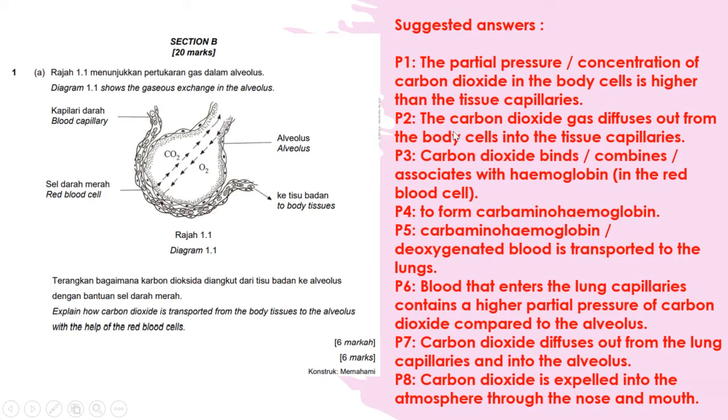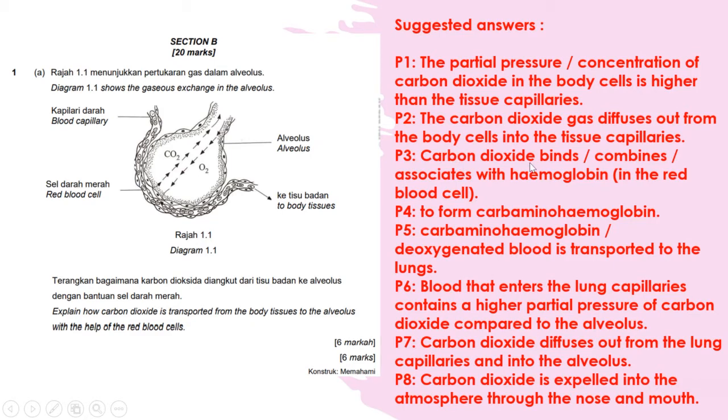Okay, and now point number 2. When there is a high concentration of the carbon dioxide in the body cells, what happens? The carbon dioxide gas diffuses out from the body cell into the tissue capillaries by simple diffusion. You can write here by simple diffusion.